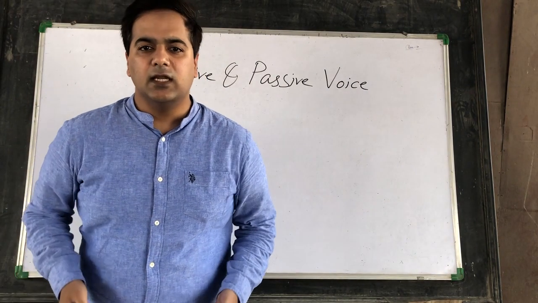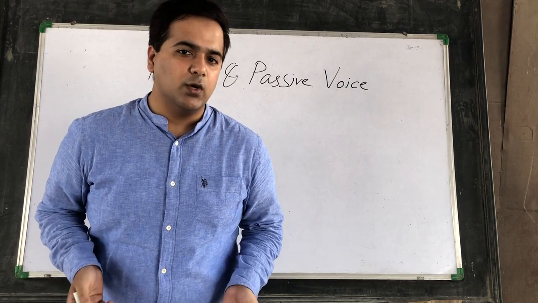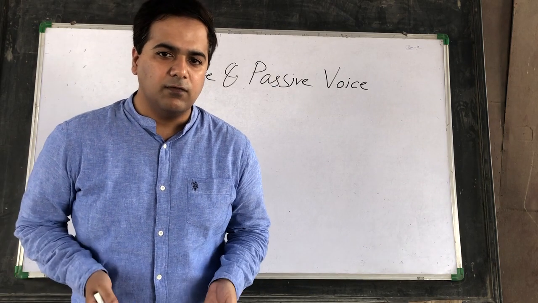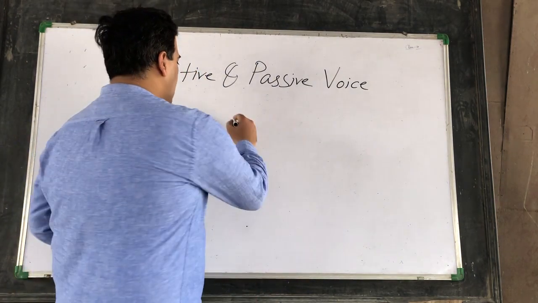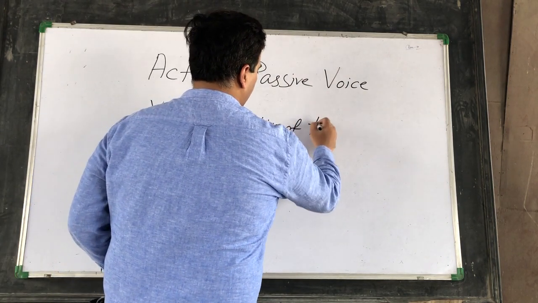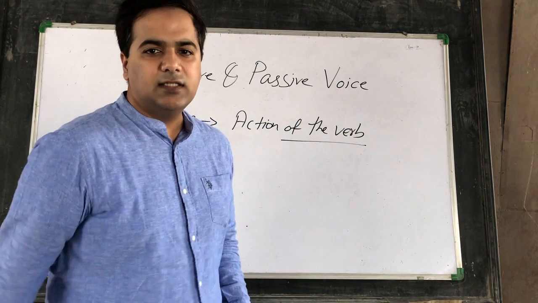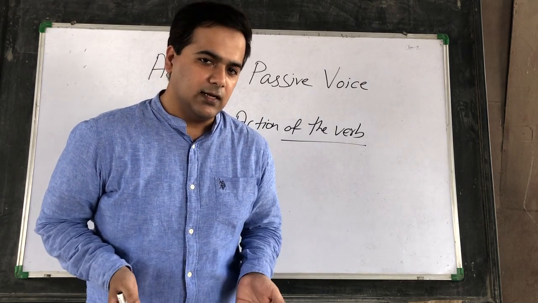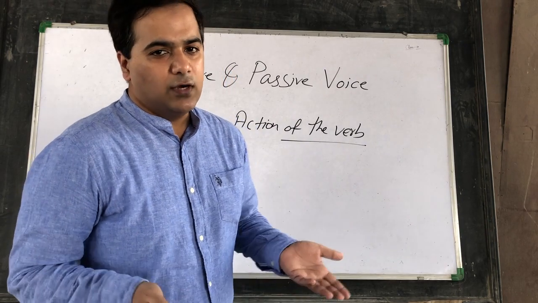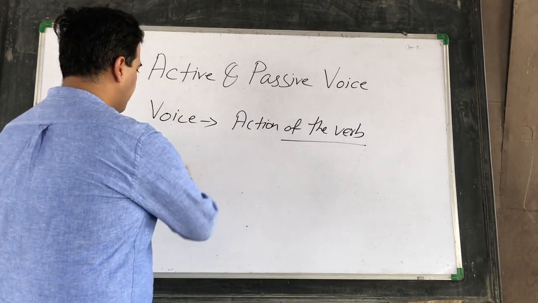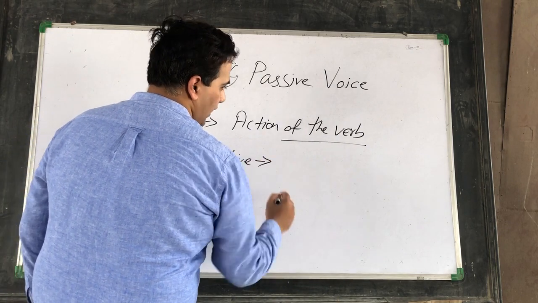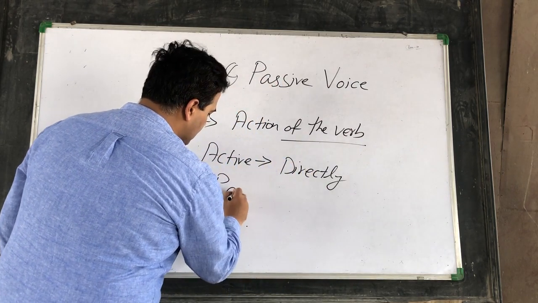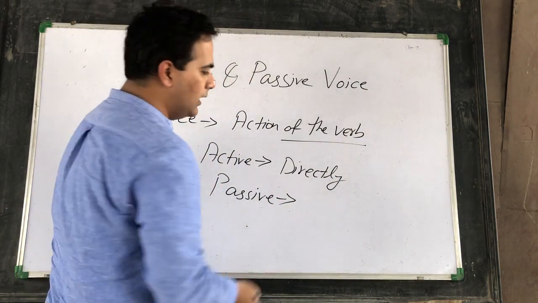The first question that arises in our mind is, what is voice? Voice, in a general manner, is the action of the verb, how the action in the verb is being done. Now the action of the verb can be done directly or indirectly. As we know, voice is divided into two categories, active and passive. Active is when the action of the verb is done directly, and passive is when the action of the verb is done indirectly.